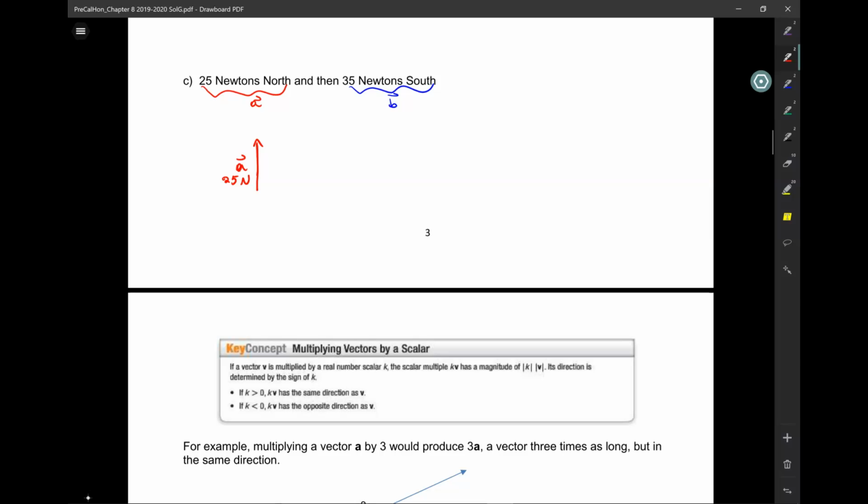And then I pick up where I left off, which is this, and I'm now going to go 35 newtons south. So I'm going to go in the south direction, 35 newtons. That's B. The resultant is from the beginning of A to the end of B. That's A plus B.